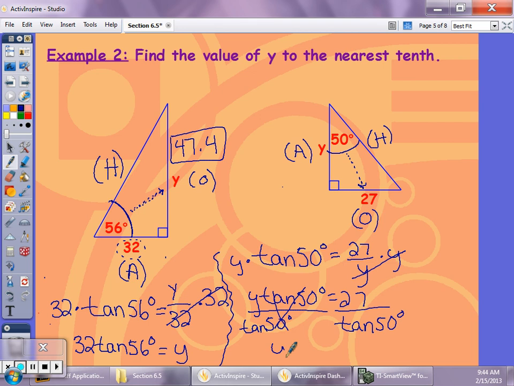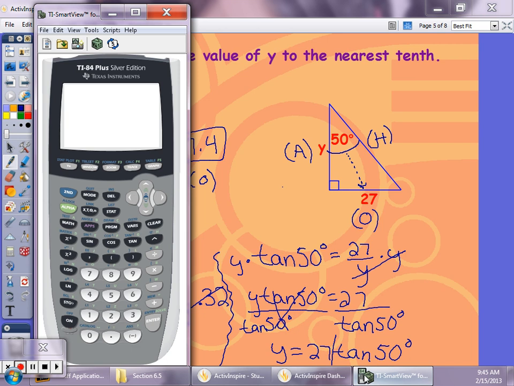So in our calculator, we're going to find y by taking 27 divided by the tangent of 50 degrees. So if we bring up our graphing calculator, we're going to want to take 27 divided by your tangent of 50 degrees, and we're going to round this to the nearest tenth. So the side length of y is going to be approximately 22.7.